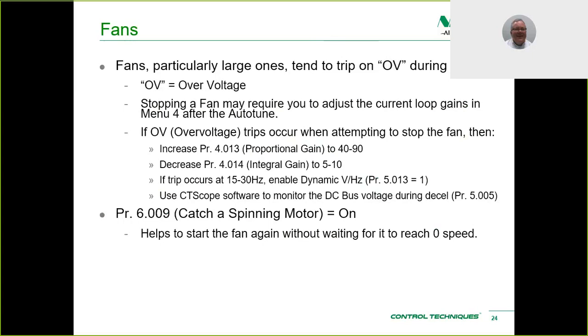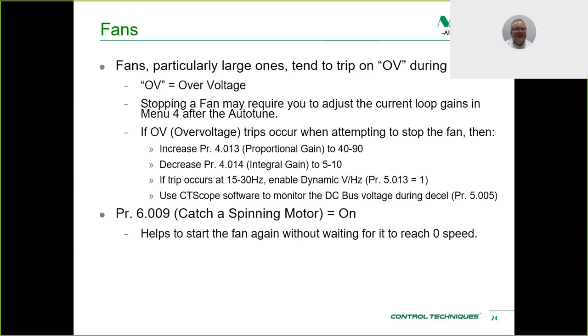How do you do that? Again, it's an iterative process. Set it to 50. Did that fix it? Good for you. If it didn't, jump it up to 70. Did that fix it? Somewhere you're going to find a sweet spot. Now, you increase the proportional term and decrease the integral term. So menu 4, parameter 14, set that to 5 to 10. Again, you may need to adjust it.